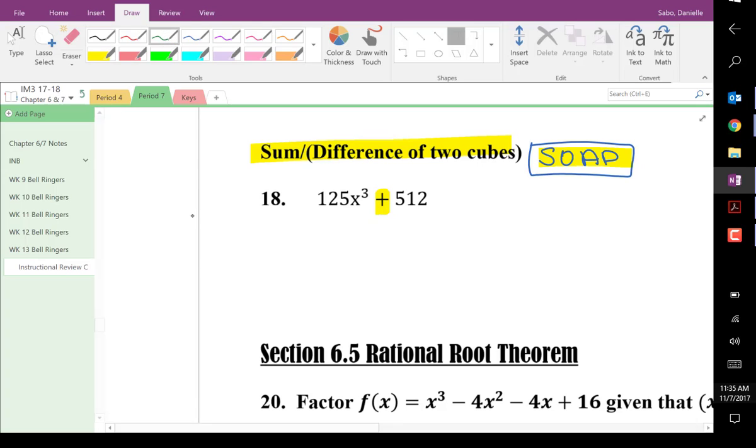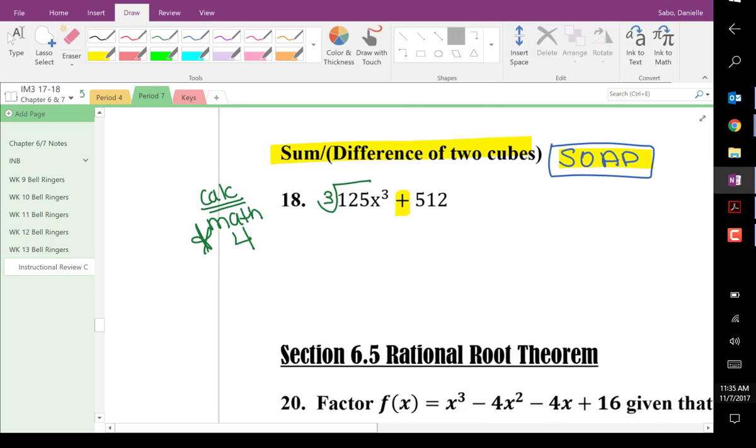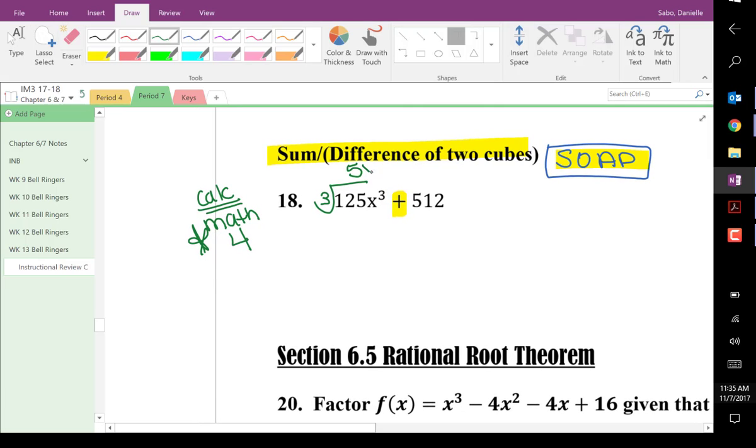Here we go. Here's where you need to mark this down. Math 4 is your calculator. If you get stuck and you don't know how to do it, you have to press Math 4. So what is the cube root of 125? 5. Very good. And then it's always going to be x. What is the cube root of 512? 8. Does anyone not know how to get that in the calculator? Math 4, 512.